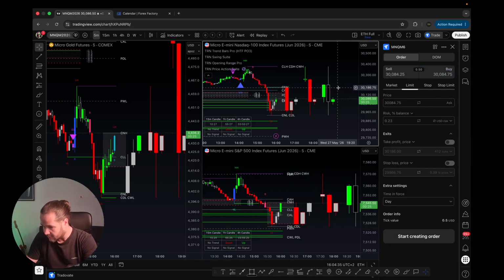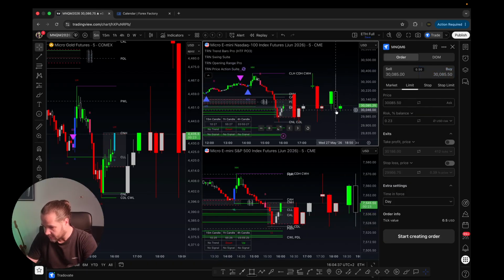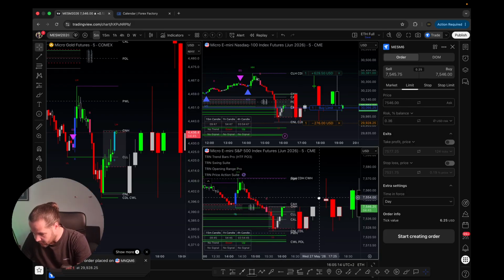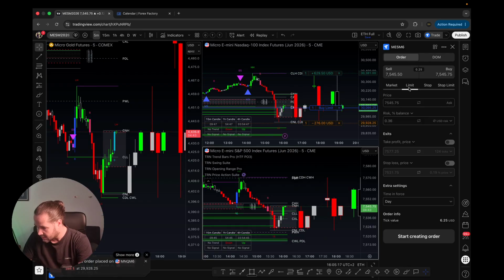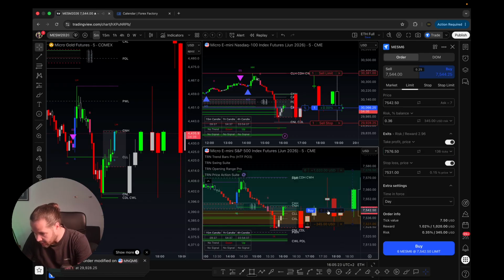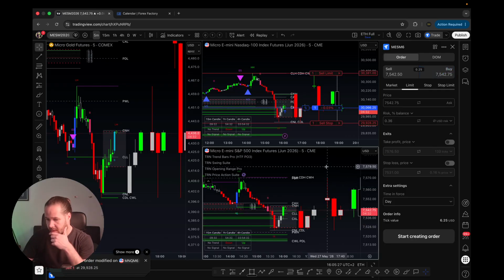Same here on NQ where I could enter at market. And also here, I will give it a shot. I'll place a limit order right here. Okay, I'm in. Then I don't need this order right here. One long position for now is okay.